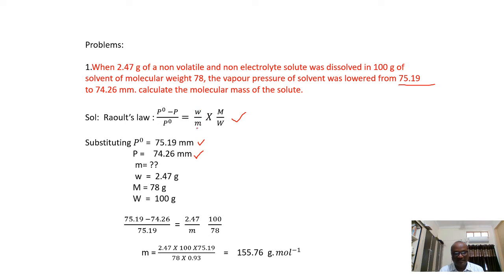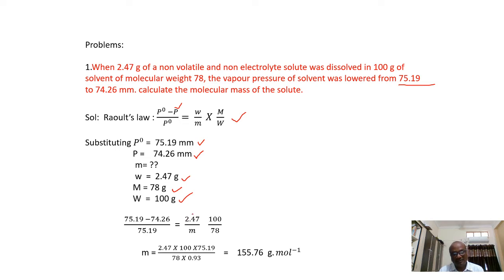Next, we have to calculate the molecular weight of solute, small m, where the weight of solute is given, 2.47 grams. The molecular weight of solvent is 78, that is capital M. The weight of solvent is 100 grams, that is capital W. Let us substitute these values in this formula. P naught 75.19 minus 74.26, the vapor pressure of solution, divided by 75.19, the P naught value again.